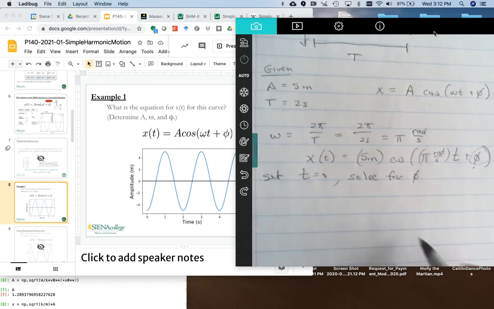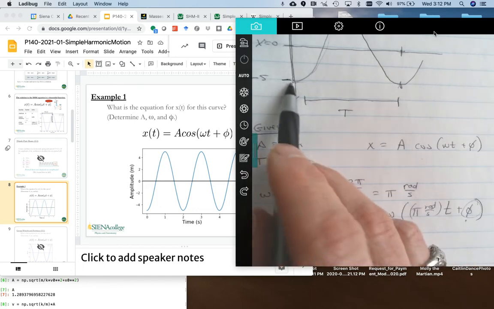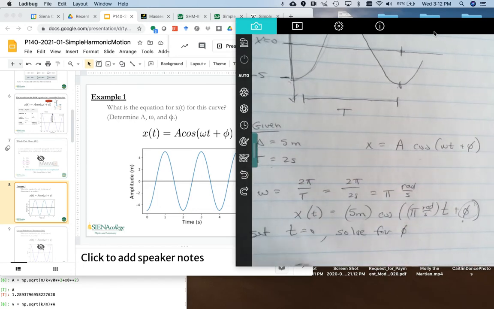Okay, so we're going to say x, if t equals 0, x equals -5. And then on the right side, we'd have 5 meters. That's our amplitude. We have cosine(pi radians per second times t), but now t equals 0, right? So this whole thing goes to 0. And then we still have plus phi in there.